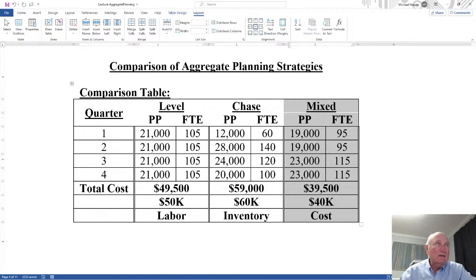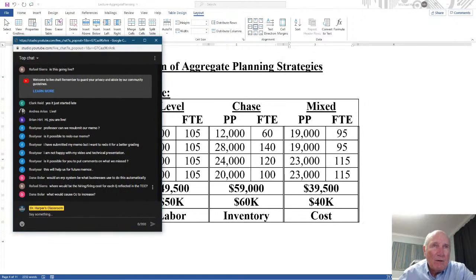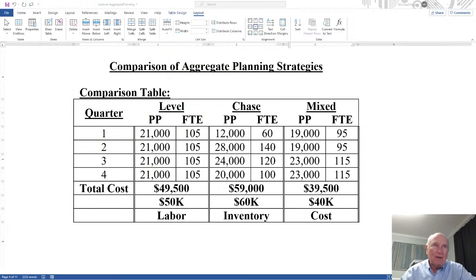Okay, before I go on, let's come here. Where would be the hiring and firing costs for each Q reflected in the TCC? What would cause the carrying cost to increase? Almost anything: fuel costs, taxes, insulation, labor costs, minimum wage goes up. What monies do you spend on handling your inventory? You have warehouses, rent, leases, people, salaries, refrigeration or heating in the winter, refrigeration in the summer. And scrap, and it goes on and on. So there's a lot of costs in running a warehouse. Okay, hopefully that answers it.